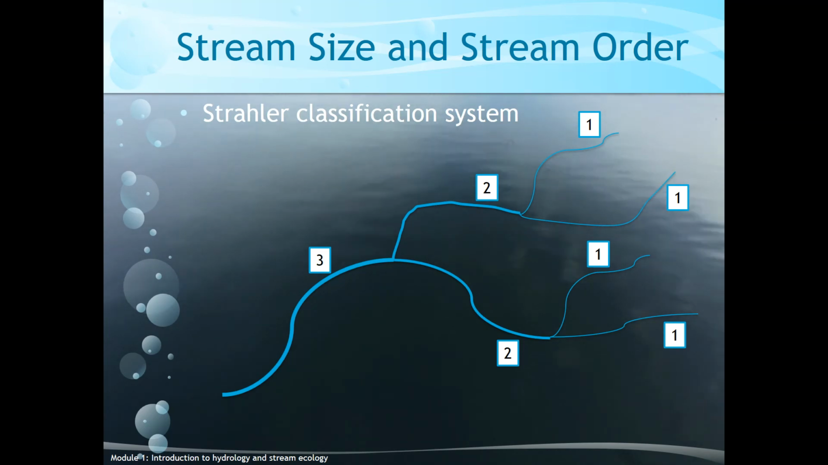Fourth through sixth are medium-sized or wadable systems, and seventh and higher typically constitute what we think of as rivers, although that term is sometimes used less formally to refer to larger bodies of flowing water in general.